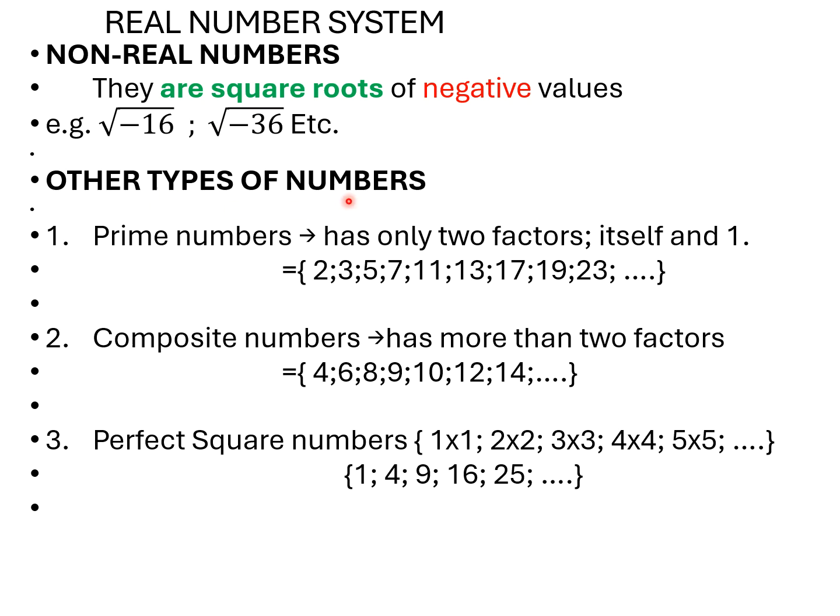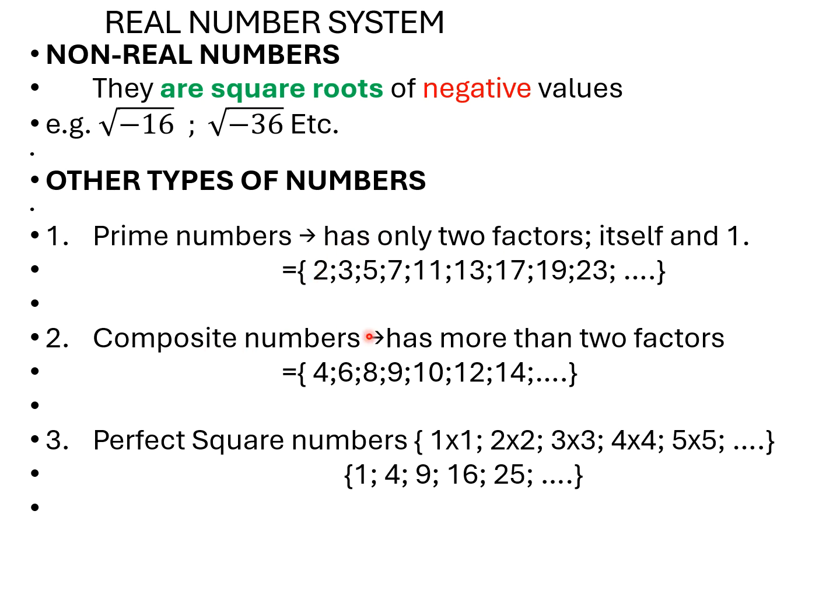Right, then we have other types of numbers. We have prime numbers, which you've done in grade 9. It has only two factors, itself and 1. So 2 only has the factors 1 and 2. So 2 divided by 1 is 2, 2 divided by 2 is 1. The same applies to 3. It only has the factors 3 and 1. 5 has the factors 5 and 1. 13 has the factors 13 and 1. So that's just a basic list of prime numbers we're going to work with.